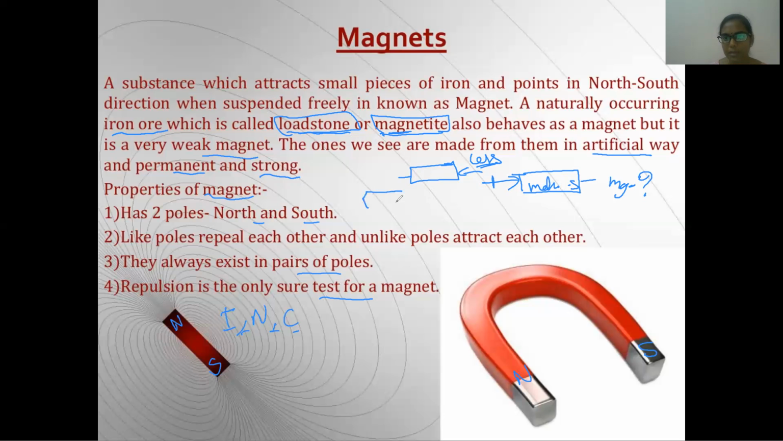Suppose you take one iron rod and one magnet. This is a magnet and this is an iron rod. So why only the magnet has the property to attract? If you take two iron rods, they won't attract, right? If you take only a magnet, it will have that property. So how does it gain that property?